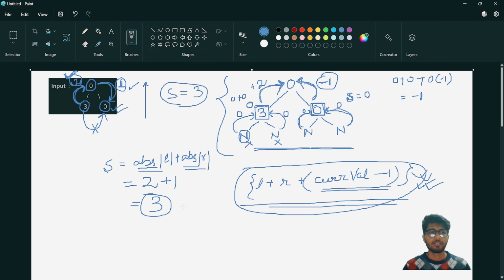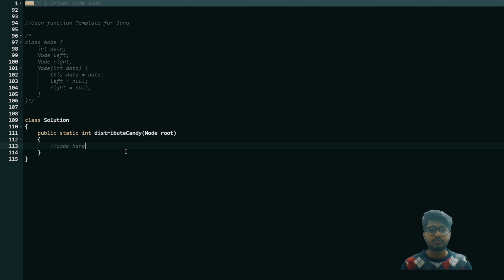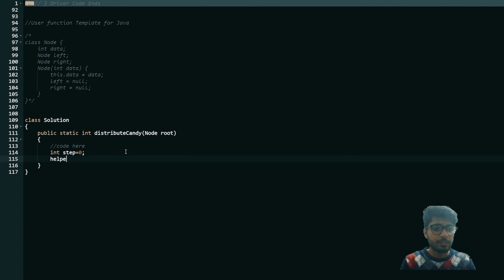So I hope by now everything is clear about this problem. Let's quickly get into the code. We have to calculate the total number of steps, so let's declare an int variable steps. As we have discussed, to calculate these steps we need to perform recursion, so we will call a helper method. In the helper method, we will pass our root node, and after the recursion, we will simply return our step count. This is all about the program.